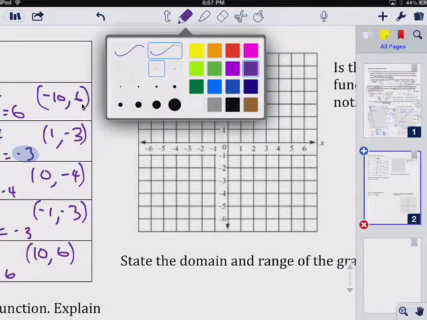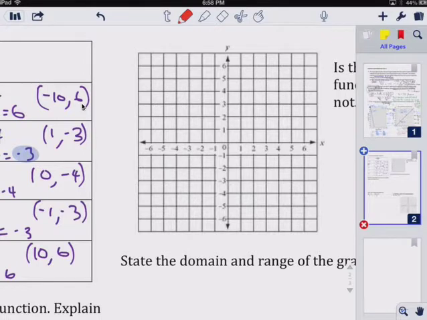I don't even have a -10 here. Sorry, you guys. 7, -7, -8, -9, -10. Go up to 6 right there. 1, -3: 1, 2, 3. 0, -4 right now. -1, -3: -1, 1, 2, 3.